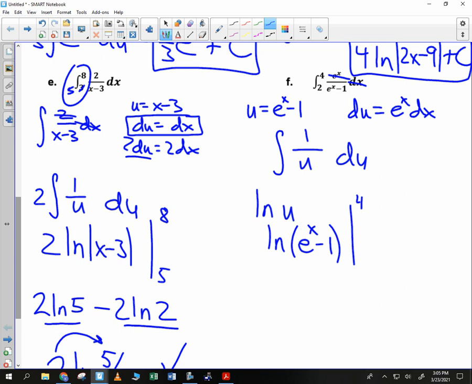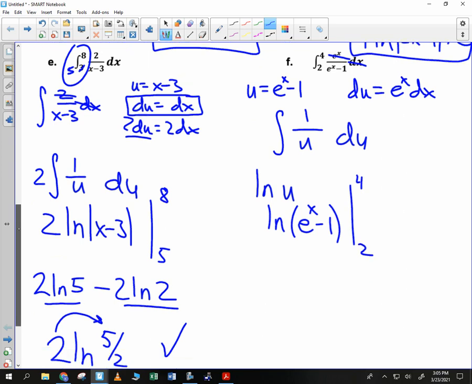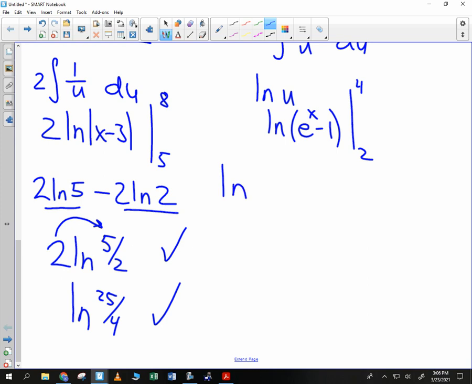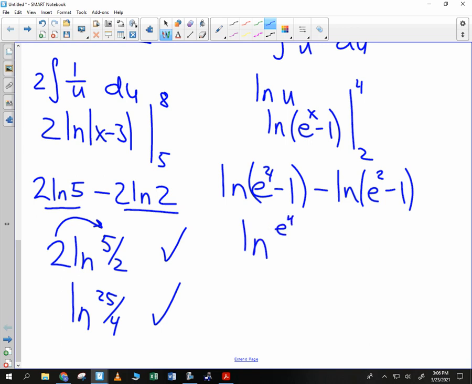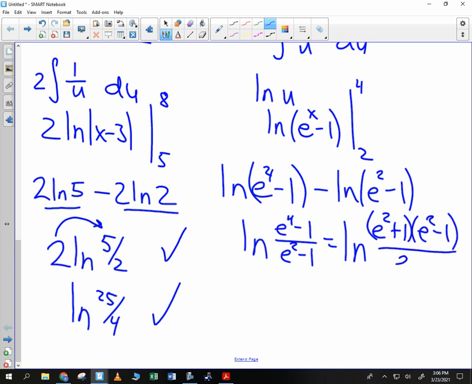We're going to evaluate that at 4 and at 2. Watch what happens in this situation. We have the natural log of e to the 4th minus 1, minus the natural log of e squared minus 1. If you write it as one logarithm, you get the natural log of e to the 4th minus 1 over e squared minus 1. And we're not done yet because that factors: e squared plus 1 times e squared minus 1, over e squared minus 1. Those are gone. The natural log of e squared plus 1. That's what we have.